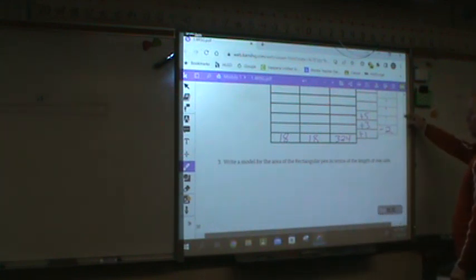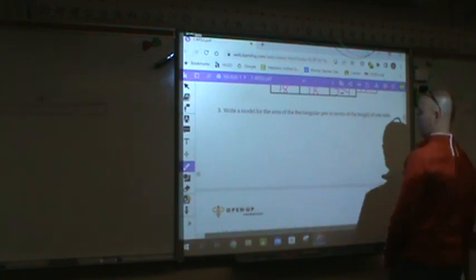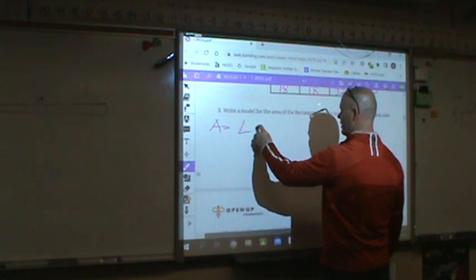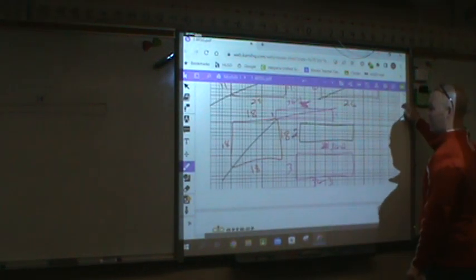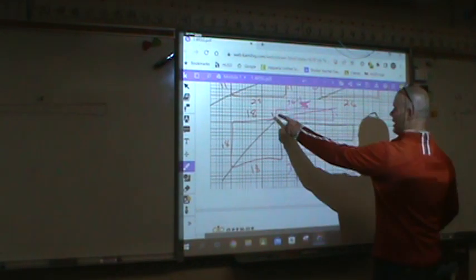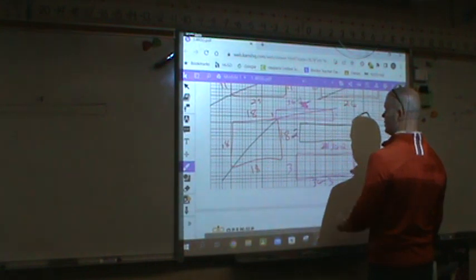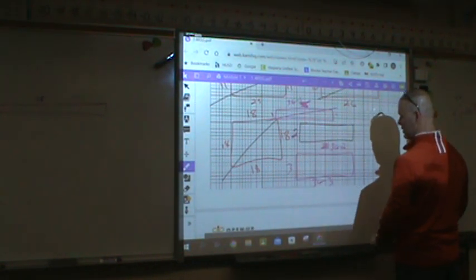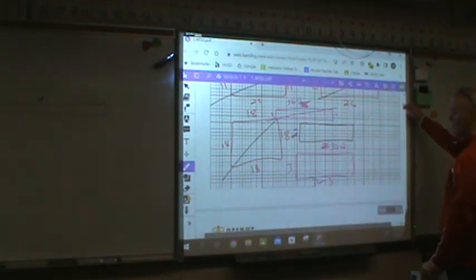Now it says, write a model for the rectangular area of the pen in terms of the length of one side. Okay, so we have an area, we have a length, and we have a width. Well, go back and look at how we determined that length and width. If my length is 1, my width is 36 minus 1. If my length is 2, it's 36 minus 2. If my length is 3, it's 36 minus 3. So 1, 2, and 3 represent the figure number.